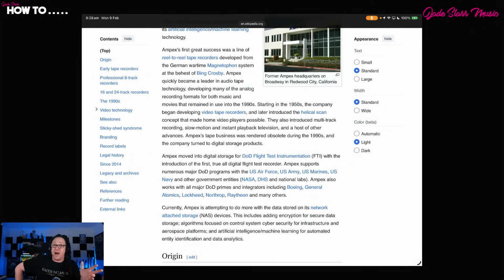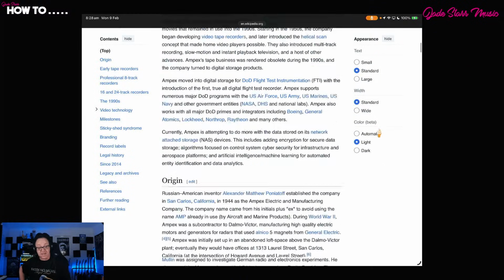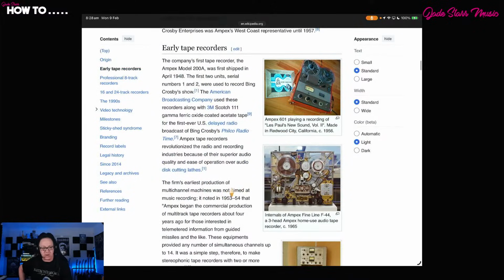But when we're talking about this kind of stuff, musicians had a big part in it. They were the test subjects when this stuff came out, and certain musicians would jump on quick and go, hey, I'm into this. I want to use this technology. So Ampex quickly became a leader in tape audio technology, and the early tape recorders included the Model 200A, which first shipped in April 1948.